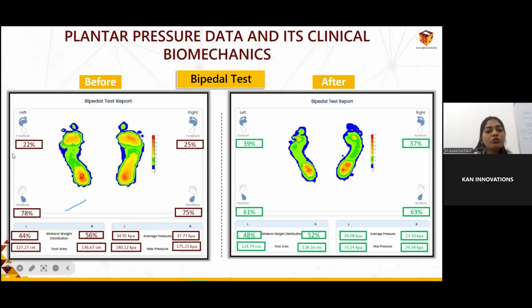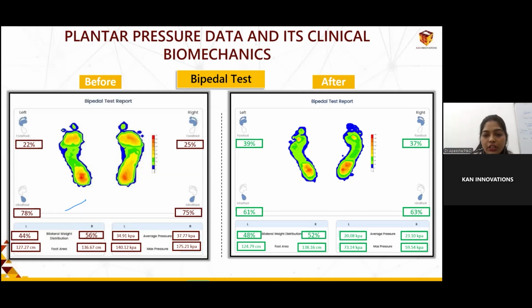Now you can also see in the bipedal weight distribution of the hind foot and forefoot, on the left side it's 78% on the hind foot and 22% on the forefoot. So the patient is loading more on the hind foot and he is having a rear foot posture. On the right side, he's showing 75% hind foot distribution and 25% on the right forefoot. Again, the same weight distribution as the left side, rear foot posture.